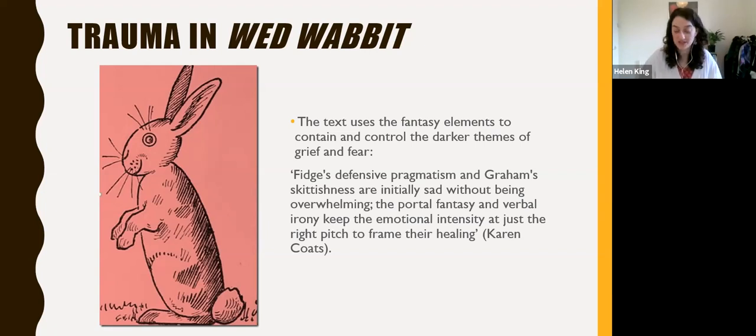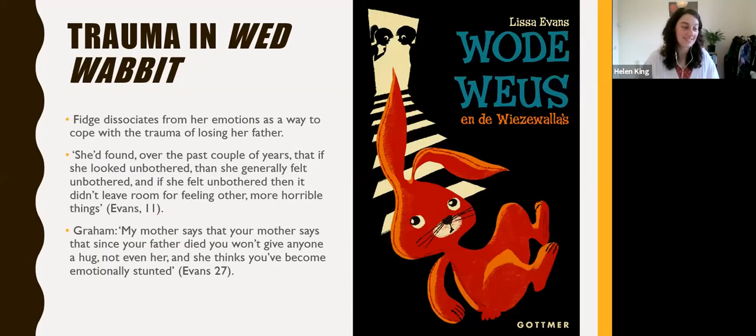However, the trauma that she's experienced is very real, and the way that she represses it shows up in the opening section of the novel, which is in the real world. This is Fidge here as she reflects on her own coping mechanisms. It says that she'd found over the past couple of years that if she looked unbothered, she generally felt unbothered, and if she felt unbothered, then it didn't leave room for feeling other, more horrible things.